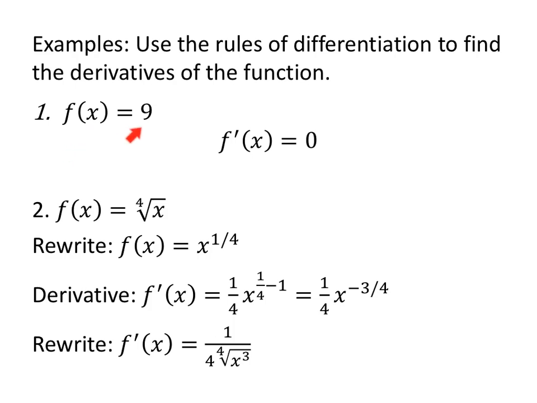If f of x equals 9, remember, a constant function has slope 0. Derivative is 0. If f of x is the 4th root of x, we'll first rewrite it, x to the 1/4 power. Then we'll take the derivative, 1/4 x to the 1/4 minus 1, which is 1/4 x to the negative 3/4. And then we will rewrite. Right? It started as a root function. Let's finish it as a root function. The 1's in the numerator, the 4 is in the denominator. The negative in the exponent says take it to the denominator. X to the 3/4, that's x to the 3rd, and then the 4th root. The denominator is always the index of the root.